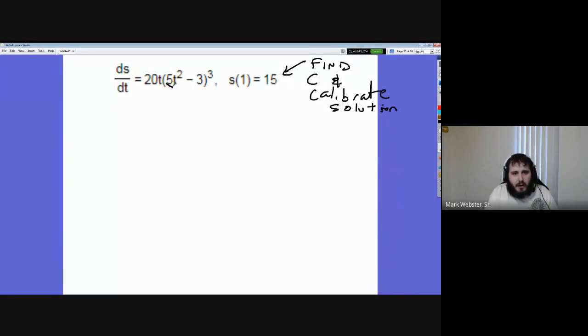So here's our u. Again, it's on the inside of a function, so it's probably what we need. So we're going to say, all right, well, u is 5t squared minus 3. So let's take the derivative. du is just 10t dt. So now here's the thing, though. Look, see, this is 20. This is 10. So in order to have what I want on the inside here, I've got to multiply both sides by 2 so that everything matches.